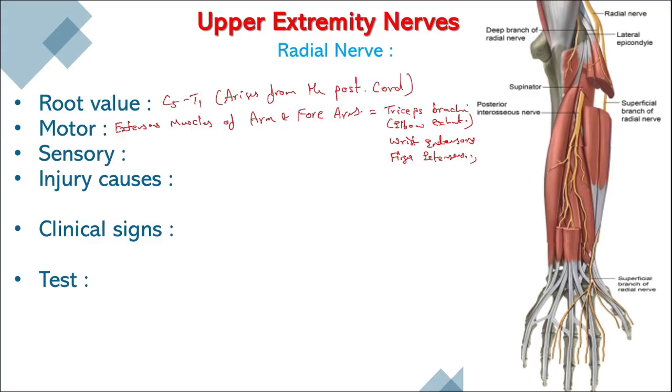In sensory, the posterior arm and forearm get innervation, so the patient will feel the radial nerve dermatomes in the posterior arm and forearm and the dorsum of the hand.